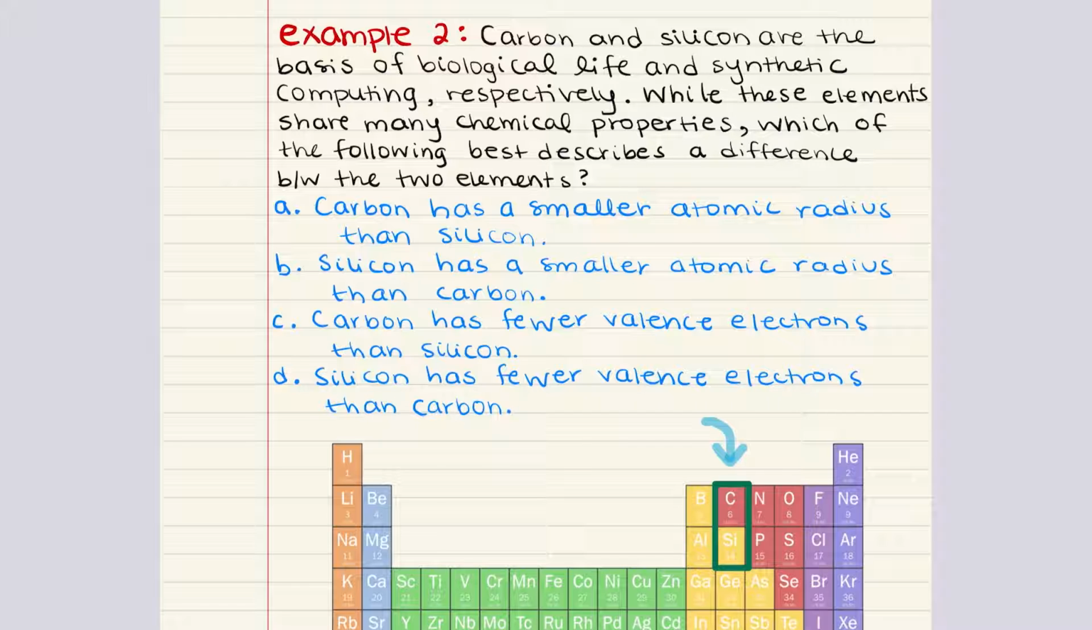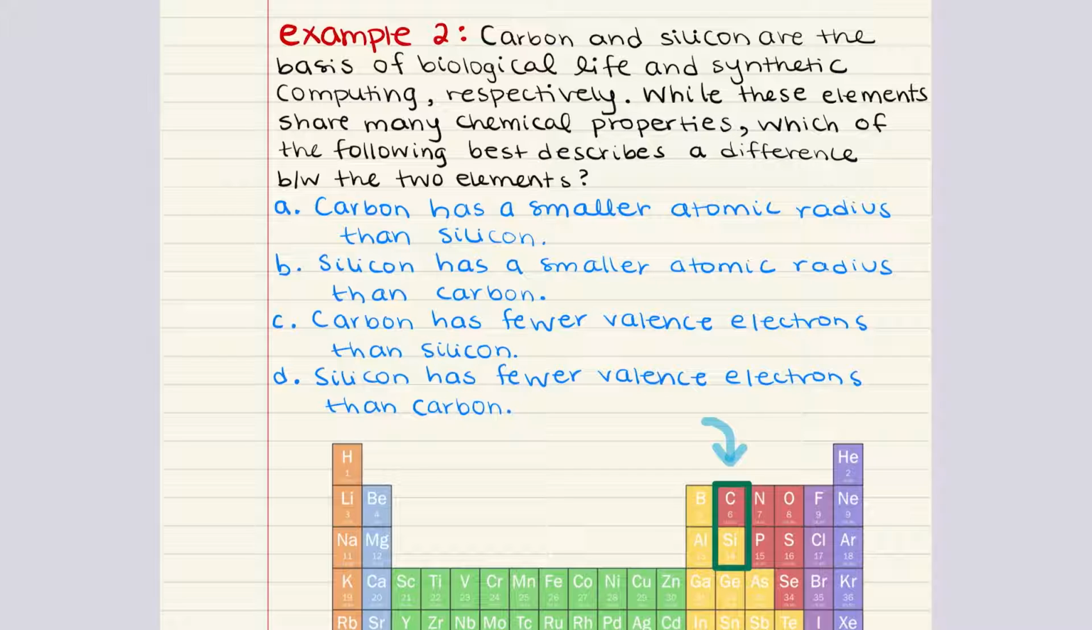Now, carbon is located in group 14, period 2, while silicon is in the same group, group 14, but it's in period 3. Now, being in the same group means that they share some chemical properties, such as having the same number of valence electrons. However, being in different periods indicates differences in their physical properties. Something like atomic radius would be different here based off of a comparison of their periods.